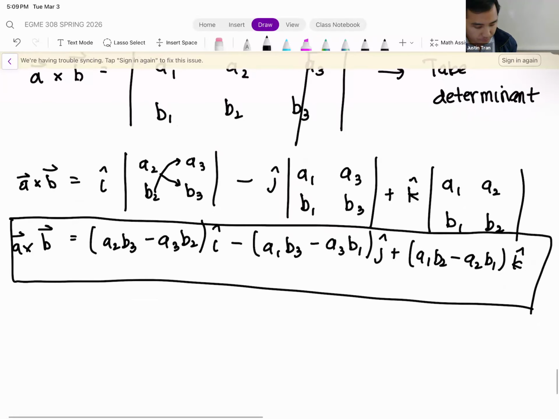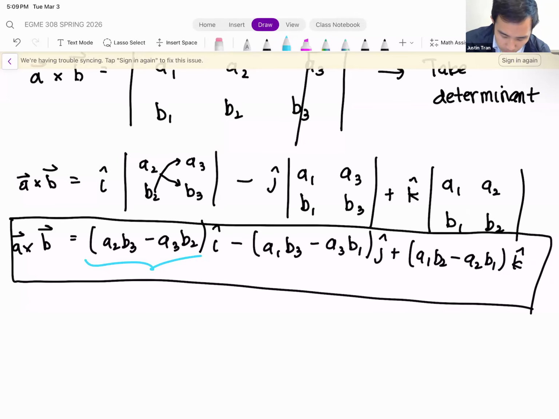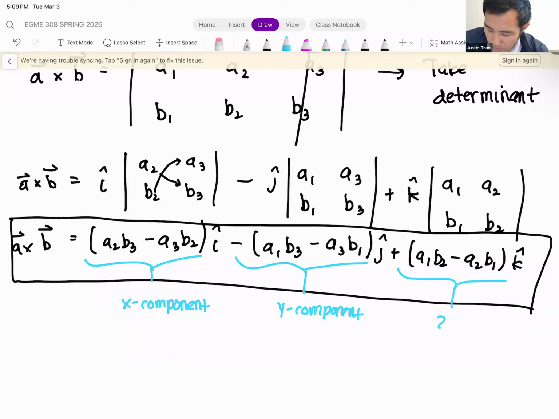All right, so you can see from this expression that we get another vector. It's not expressed in our traditional sense, but we're making use of our three unit vectors here. So this collection of terms here is our x component, this collection of terms here is our y component, and this collection of terms here is our z component.